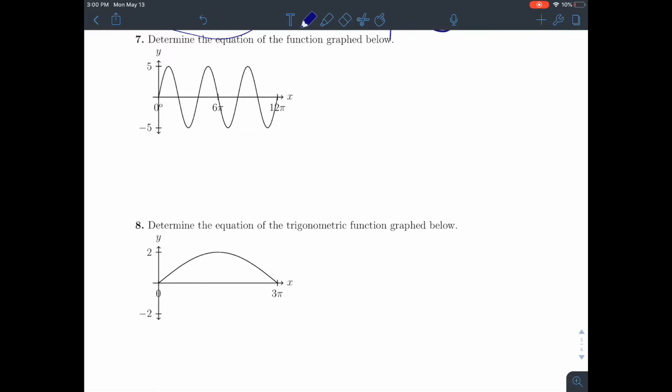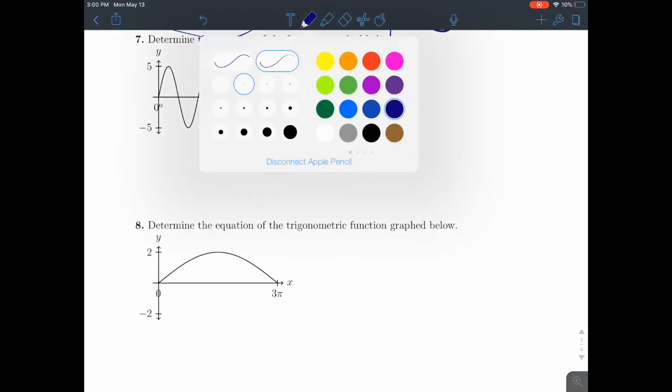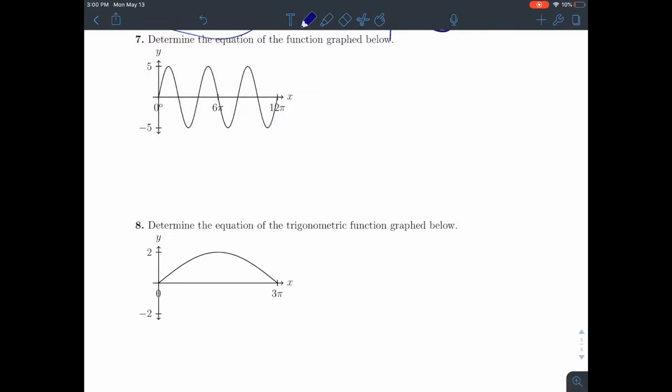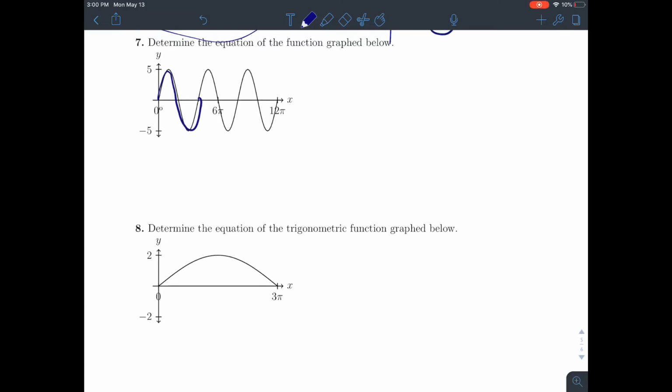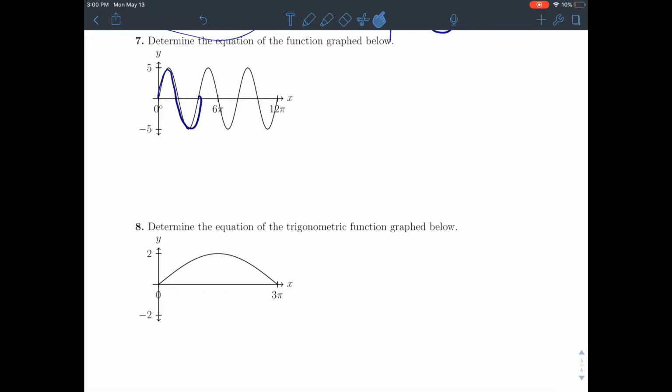Determine the equation of the function graphed below. All right, so this is a mean question in that more than one period was graphed. And so if you look at it, we've got 1. Let's see if I can move that. Nope. I think this will work.